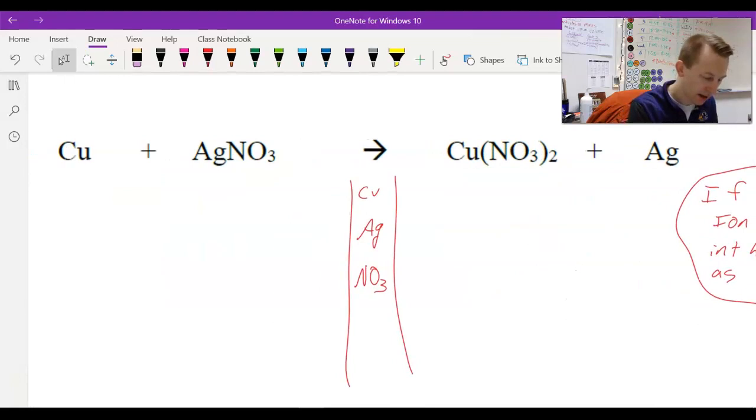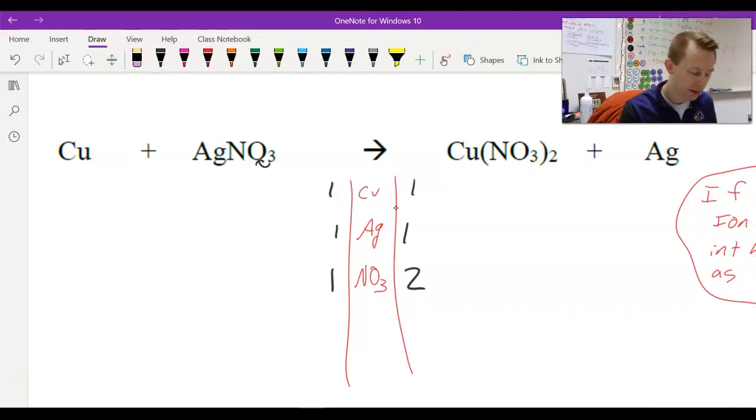So on the left hand side I've got 1 copper and 1 silver. Be careful, this 3 only applies to the O, it doesn't apply to everything that comes after. And then I have one NO3. Okay, because again, we're just treating this like it's one unit. Then on the right hand side, I've got 1 copper, I've got 1 silver, and 2 nitrates. Okay, because again, this 2 just applies to the nitrate.